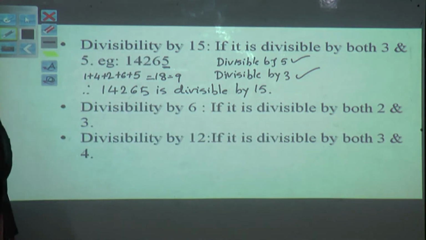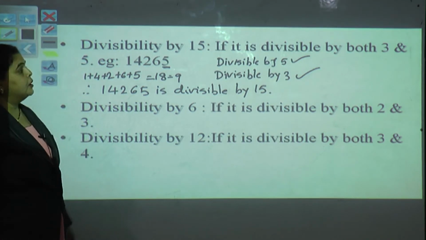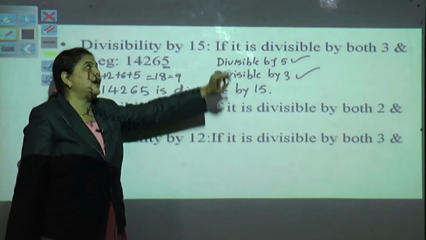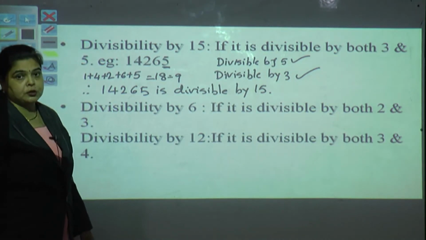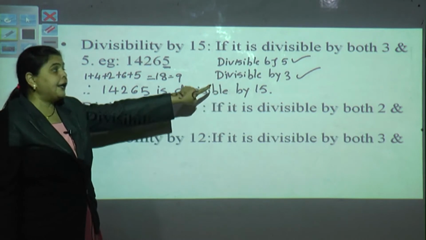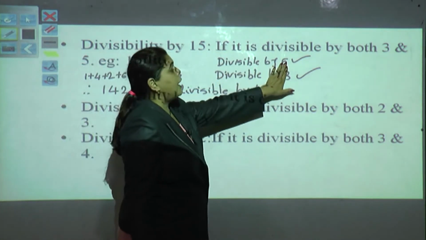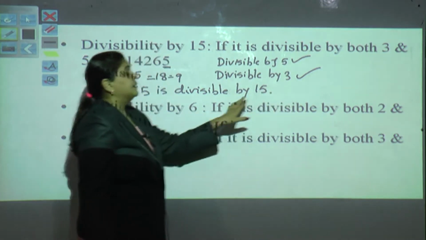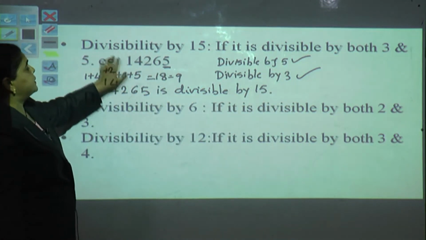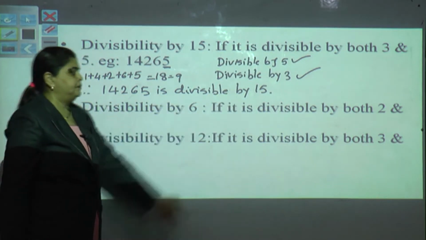It's very easy. You know what the factors of 15 are? It is nothing but 3 and 5, and already it is given in the rule that it should be divisible by both. Already I had put the tick there, so you can understand it should be divisible by 5 as well as 3. Then only we can say that this given number is divisible by 15.